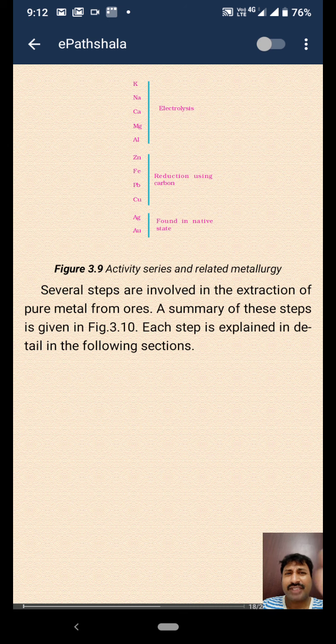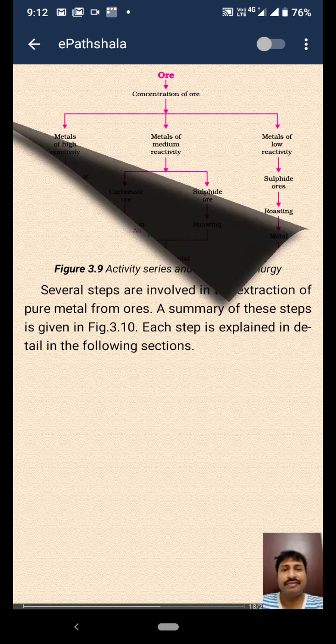Okay, according to the reactive strength, calcium, magnesium, aluminium are highly reactive elements, so they can be separated or purified with a process called electrolysis. Zinc, iron, lead, copper are reduced by using reduction. Okay, roasting can be done. And silver and gold, of course, will be available in a free state.